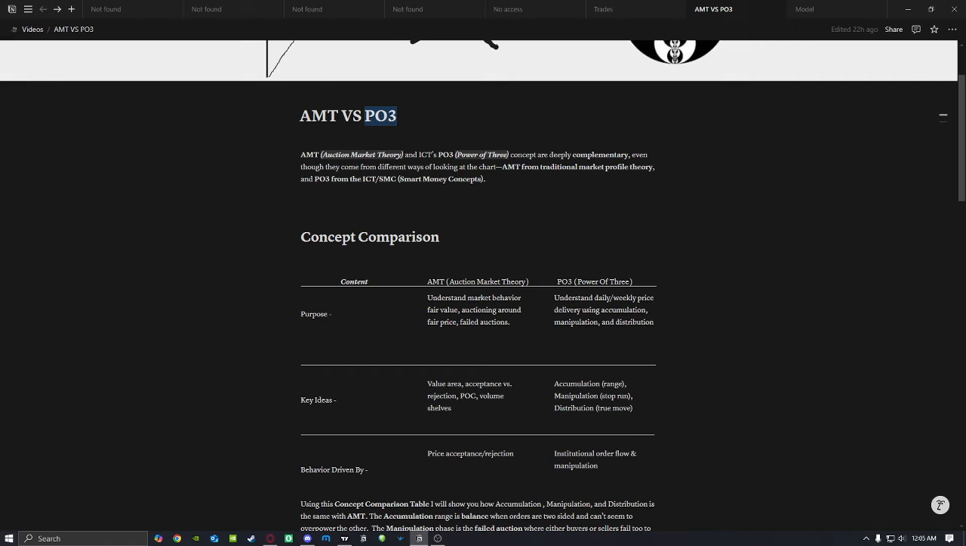In the first one, AMT, the purpose is to understand market behavior, fair value, auction around fair price, Fed auctions. And Power 3 is understanding daily, weekly price delivery, using accumulation, manipulation, distribution. Key ideas: value area, acceptance versus rejection, point of control, POC, volume shelves, and accumulation, manipulation, distribution for Power 3. Behavior driven by price, acceptance, and rejection, versus, quote unquote, institutional order flow and manipulation.